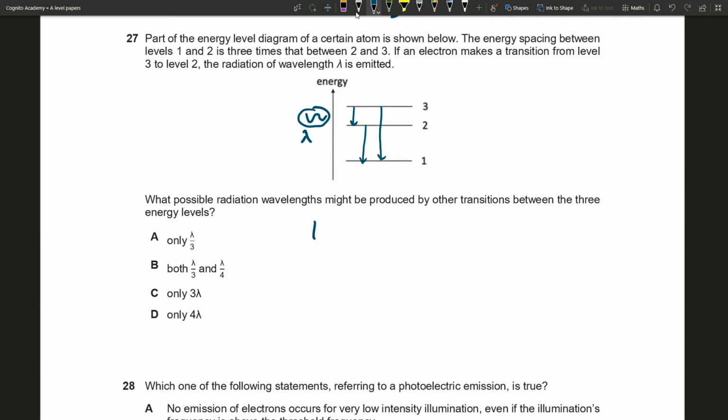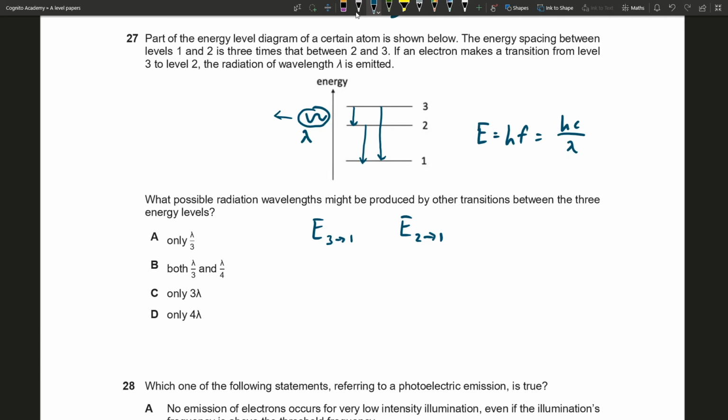Alright, so the lambdas of the energy jump from 3 to 1 and the jump from 2 to 1. And the second thing that we have to remember is that the energy of the photon that is emitted when the electron makes the jump in energy levels is equal to the difference in energy levels itself. So remember that the energy of a photon is equal to hf, or is also equal to hc over lambda, because c equals f lambda.